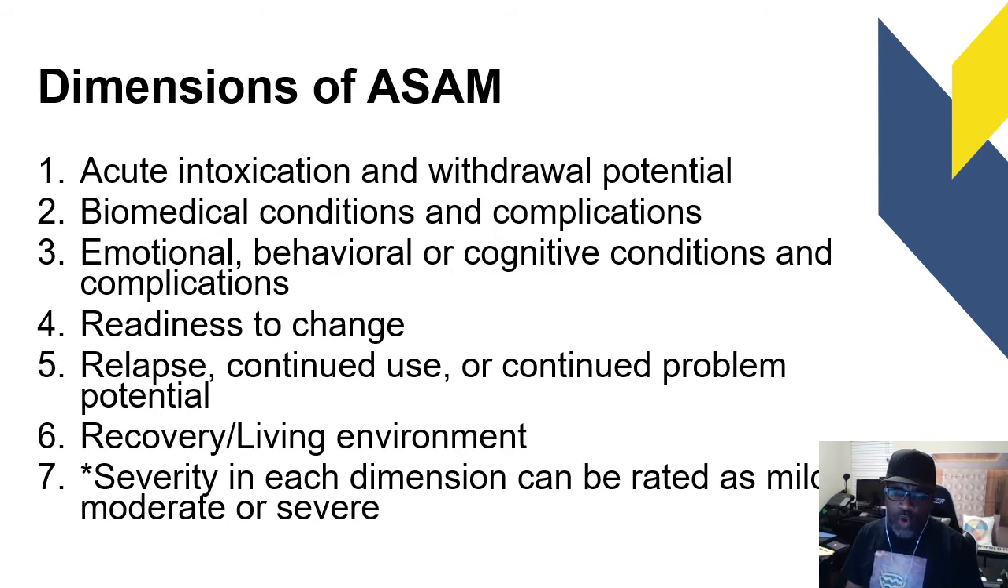Dimensions of ASAM. 1. Acute intoxication and withdrawal potential. 2. Biomedical conditions and complications. 3. Emotional, behavioral, or cognitive conditions and complications. 4. Readiness to change. 5. Relapse, continued use, or continued problem potential. 6. Recovery or living environment. And 7. Severity in each dimension can be rated as mild, moderate, or severe.